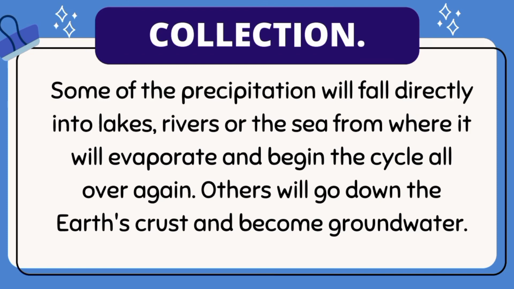Now let's move to the next one, collection. Some of this precipitation will fall directly into lakes, rivers, or the sea, from where it will evaporate and begin to cycle all over and over again. Others will go down to the earth's crust and become underground water. Underground water can be where we get our borehole, a river, your stream, ocean, etc.